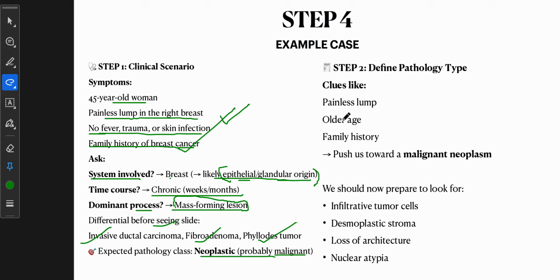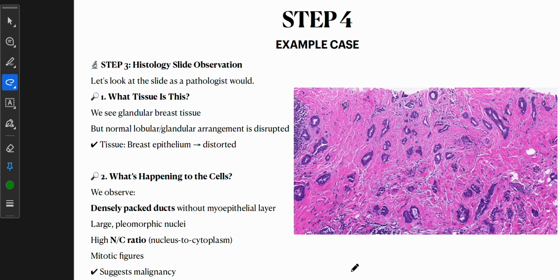So let's talk. In step 2, define the pathology type. Clues like a painless lump, older age, and family history push us toward a malignant neoplasm, not only a benign neoplasm. So now we should be prepared to look for infiltrative tumor cells, desmoplastic stroma, loss of architecture, and nuclear atypia. These are the features of malignant tumors, right? So we have to prepare ourselves to look for them in the histological slides.